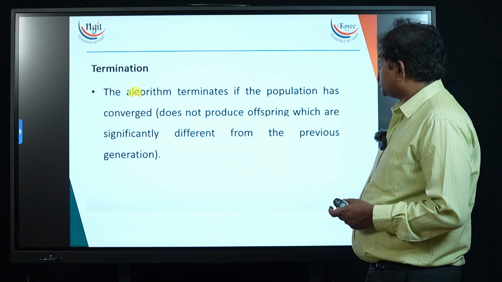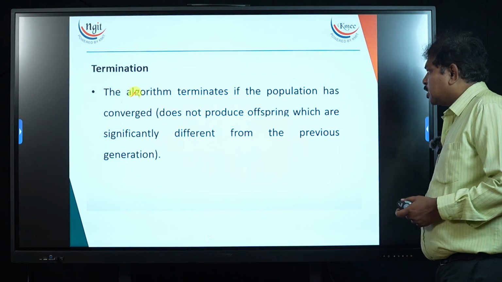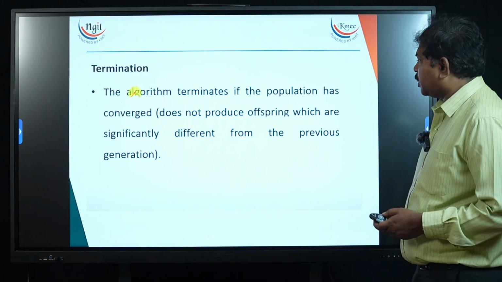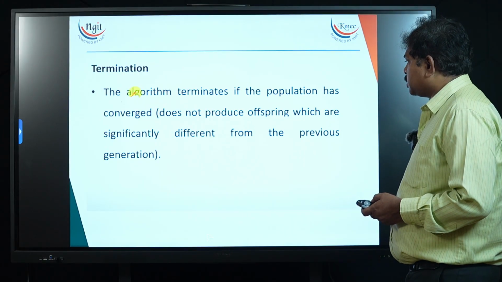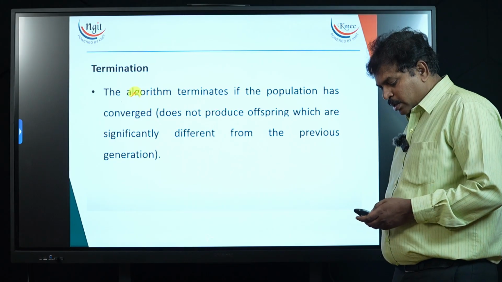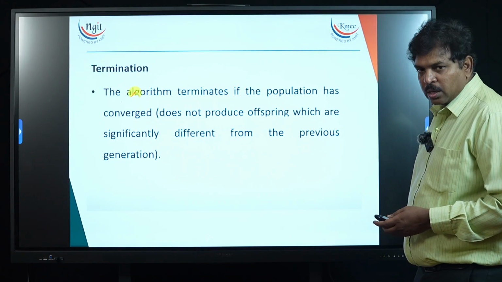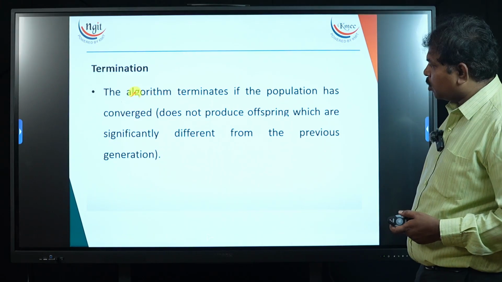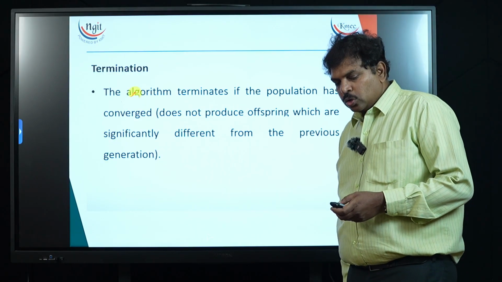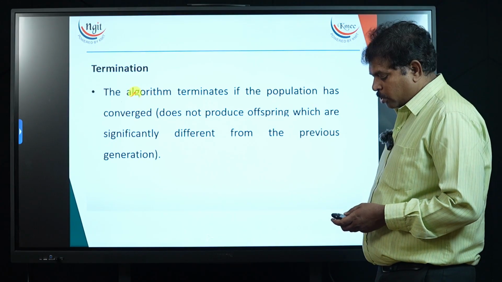The algorithm terminates if the population does not produce offspring which are significantly different from the previous generation. That means if the offsprings look like their parents, then there is no need to go for generating new offsprings, and we stop our program.